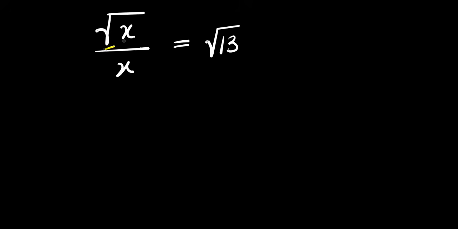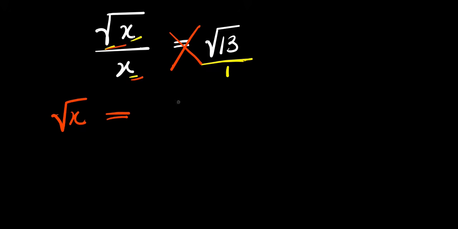We have the square root of x divided by x equals the square root of 13. Solving for all values of x that satisfy this equation. Now, let's start with this particular method. I can divide this by 1, so I cross multiply. I have the square root of x times 1, that is the square root of x, and this equals x times the square root of 13. That is x root 13.